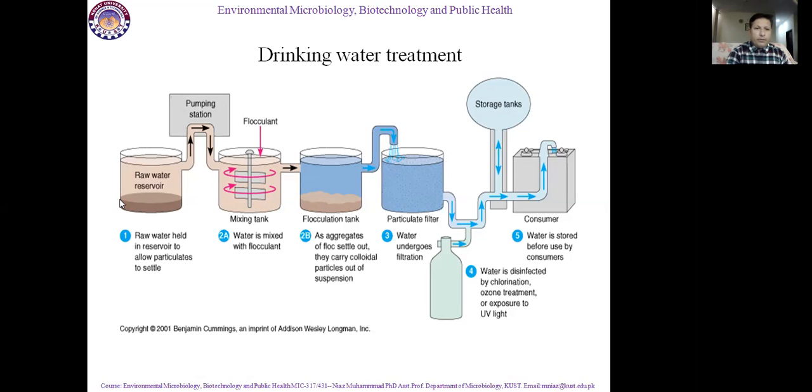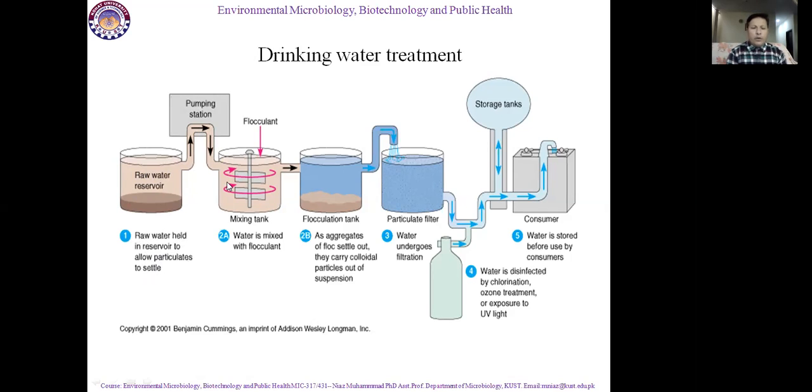Suppose first we collect raw water in a reservoir tank. Raw water is held in the reservoir to allow particles to settle down, and we give sufficient time for all solid and suspended materials to settle. And the superficial water we transfer into another tank by pumping.